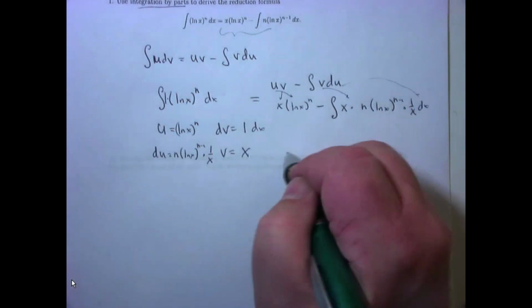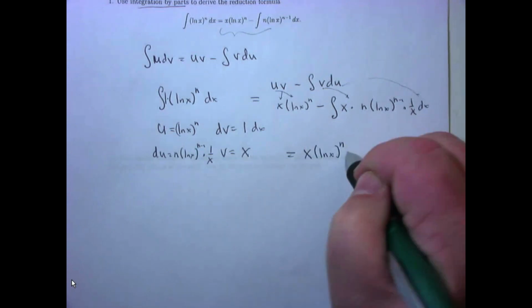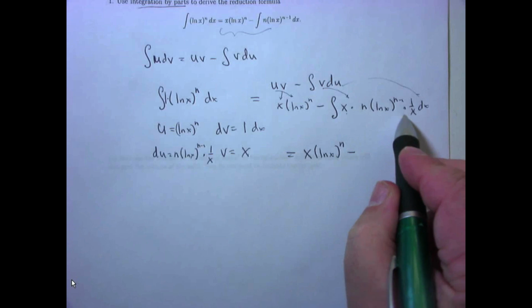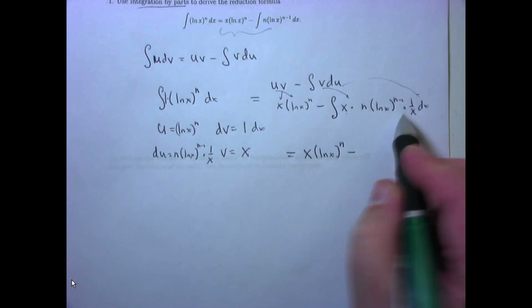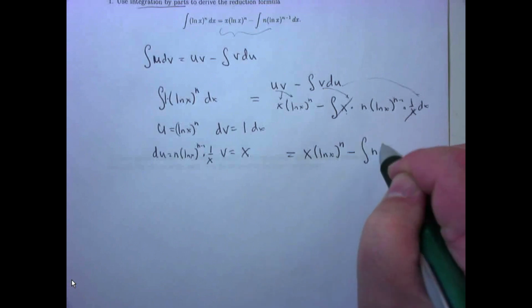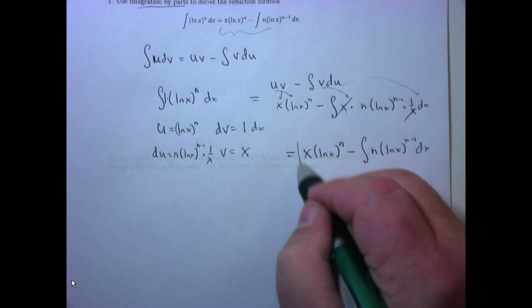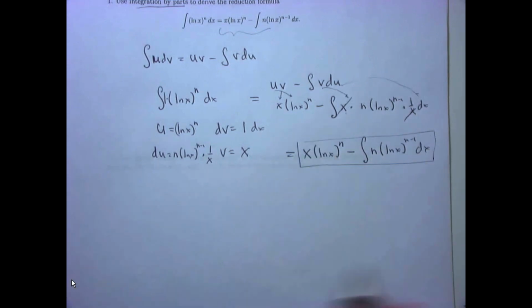So, but clean the second part up. This is equal to x natural log of x to the n minus, what is x times 1 over x? You always clean up your integral before you integrate it. They cancel. That leaves me with minus the integral of n times the natural log of x to the n minus 1 dx. And there is my answer.